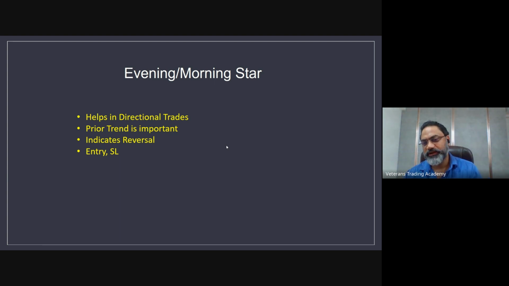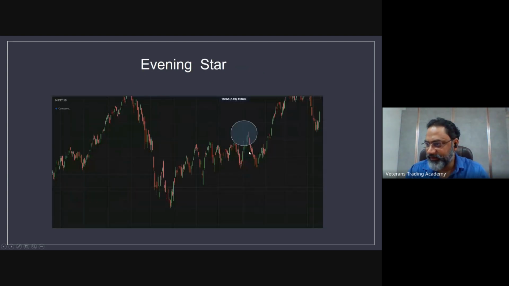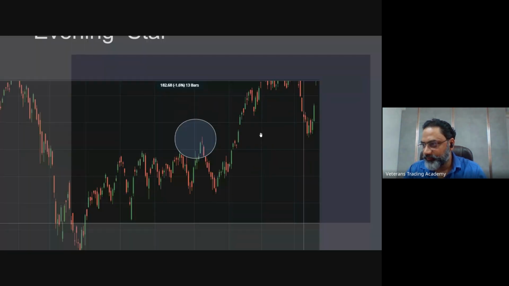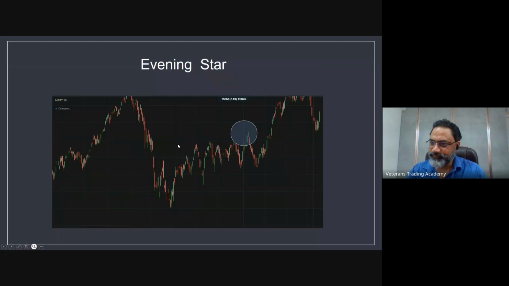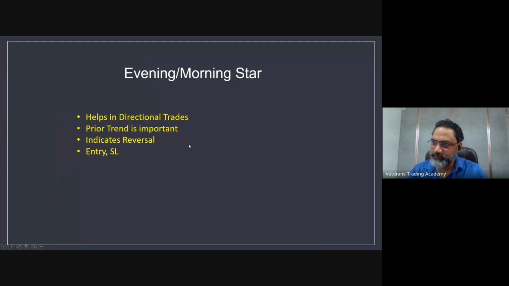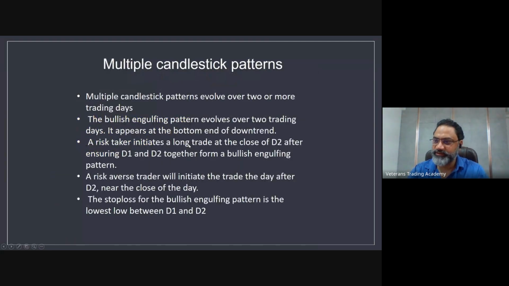So whatever the morning star low is, if this is the candle, then this low is the stop loss for this. And similarly, it is the opposite for the evening star, opposite of the morning star.